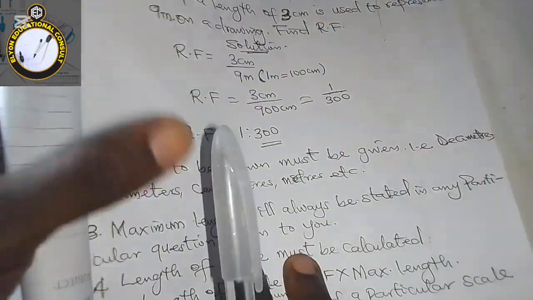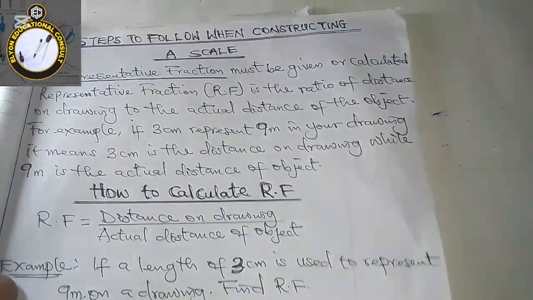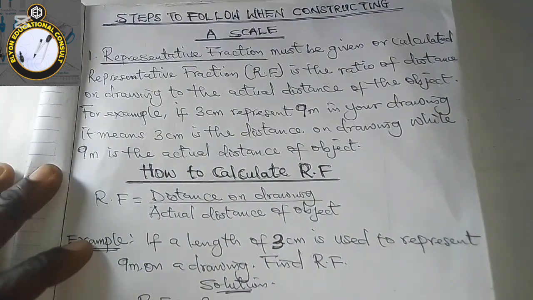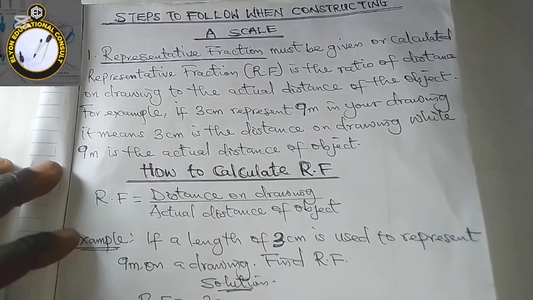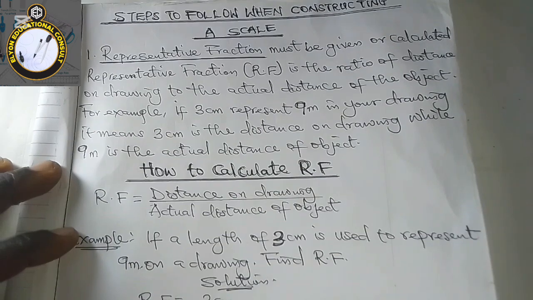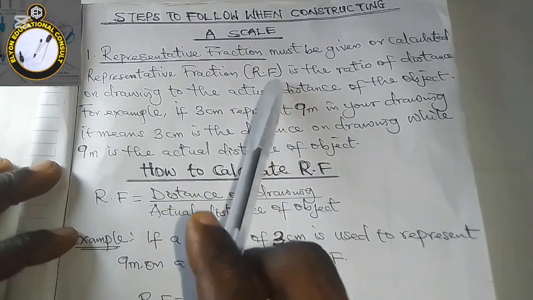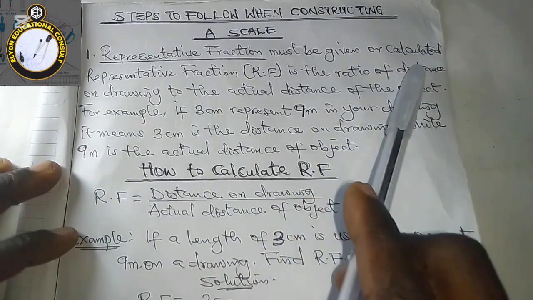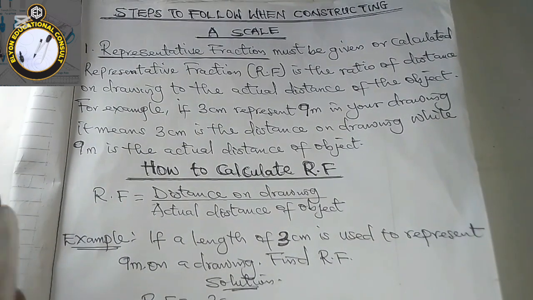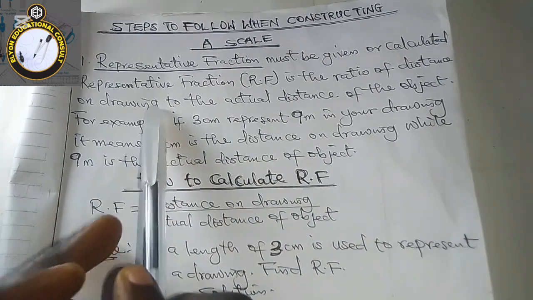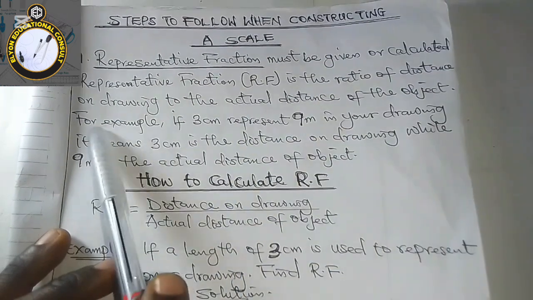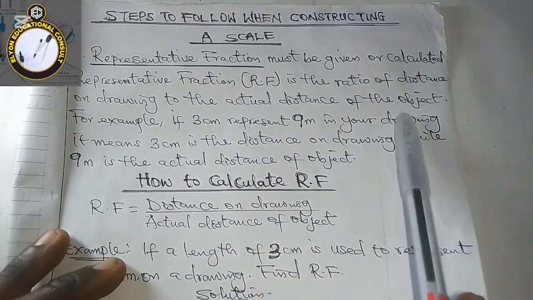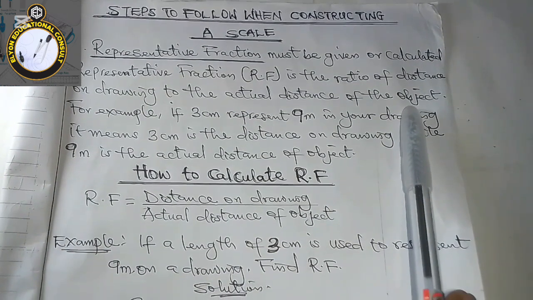Then there are steps we follow when we want to construct a scale. Number one, the most important thing that we need to know is what is known as representative fraction. Representative fraction must be given or calculated. If it is not given to us, we can calculate it. Representative fraction, RF, is the ratio of distance on drawing to the actual distance of the object. That is the definition for representative fraction.